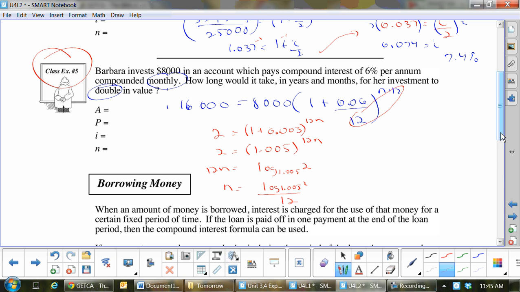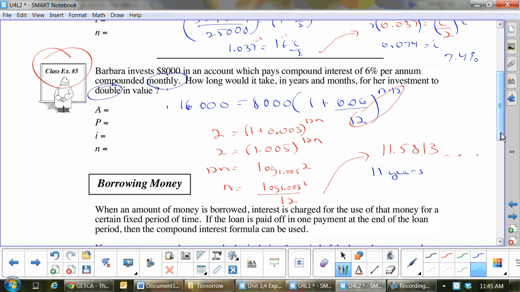Okay? Emily, what'd you get? Don't round for me. 11.581. Okay? Now, it asked for years and months. So that's 11 years and 0.58 years, right? Which isn't months. So this would be 11 years. How do you find months? Multiply by 12. What do you get? No, I don't want total months. I want 11 years and this many months.